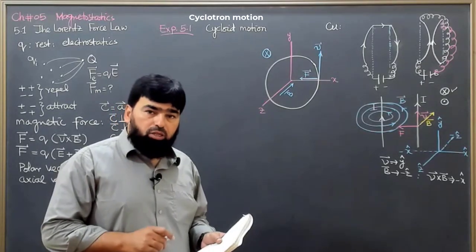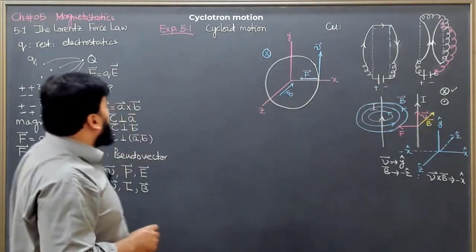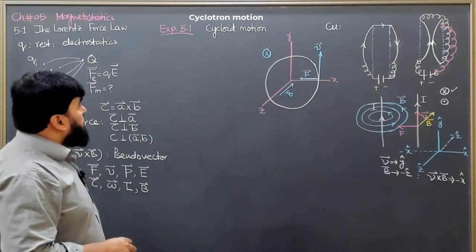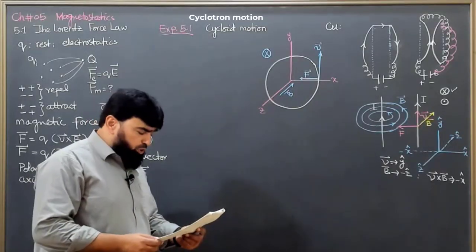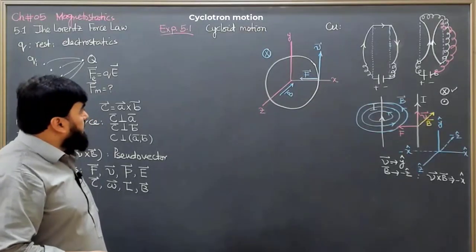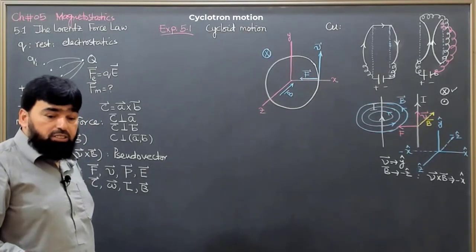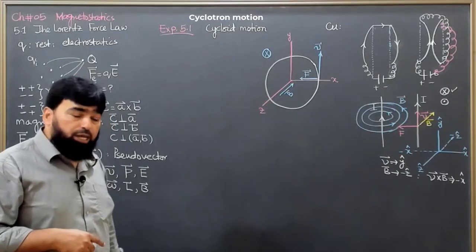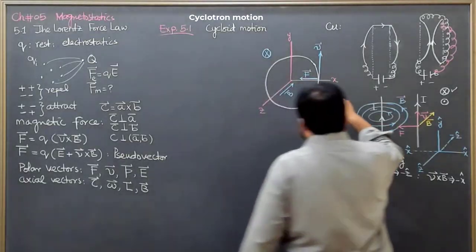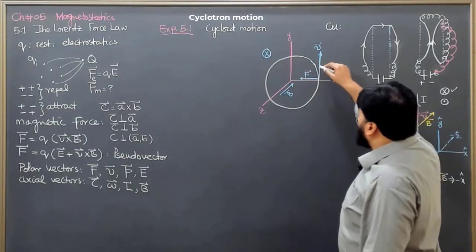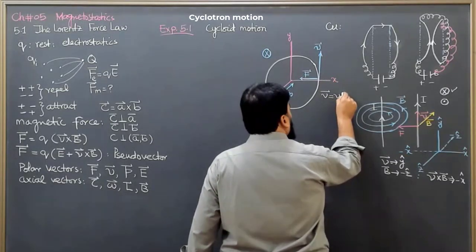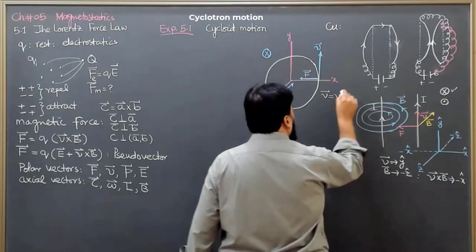Now we start with the solution of example 5.1, which is the first example in this chapter with the title Cycloid Motion. So here, let me explain the example. This example is regarding circular motion, and we consider that the particle is going in the y direction.